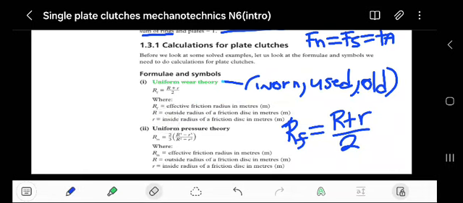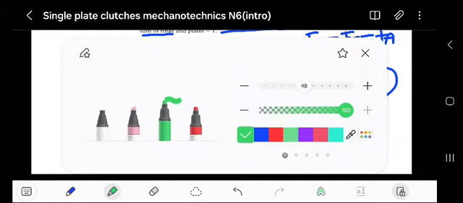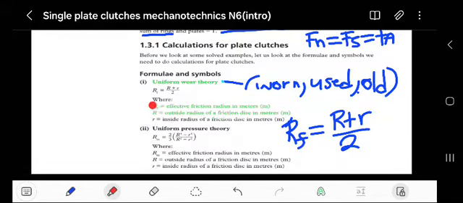As you can see, R is the outer radius of the friction disk, measured in meters, right? This one is also measured in meters. RF is the effective friction radius. Also, do you see the outer radius? I've highlighted it there. The small letter r is the inside radius of the friction disk, right?